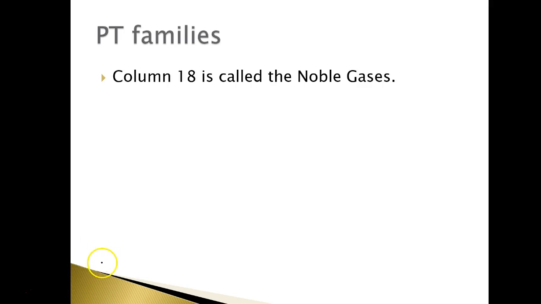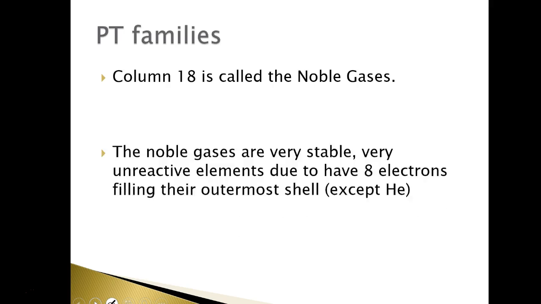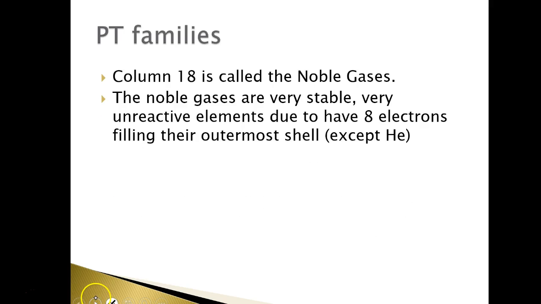Column 18 is referred to as the noble gases. All of them are a gas. They are very stable. They don't react with anybody. That's why they're considered to be noble. They don't do anything. They just kind of sit around and watch. They have 8 electrons filling their outermost shell, except helium, which has 2, but they're all full.